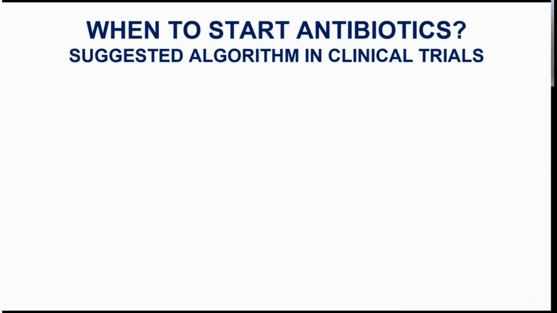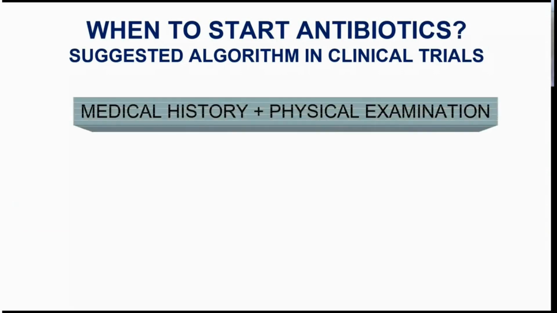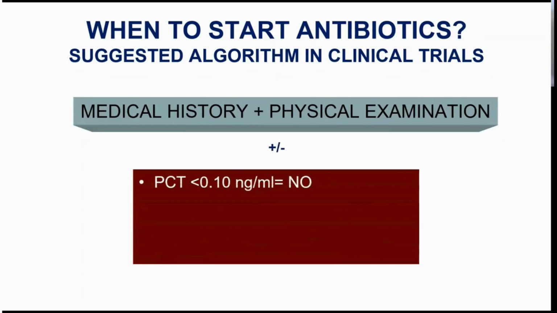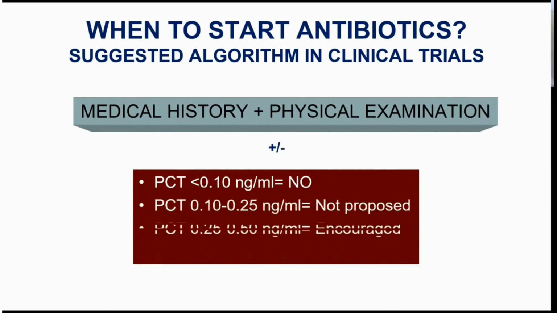So, first question, can procalcitonin tell us when to start antibiotics? Look at the suggested algorithm tested in randomized clinical trials. First and most important, before you measure procalcitonin, you need to trust medical history and physical examination. Procalcitonin follows. But if procalcitonin is less than 0.10, there is no need to start antibiotics. If it's between 0.1 and 0.25, it is not suggested. If it is between 0.25 and 0.5, it's encouraged. More than 0.5, it's mandatory.